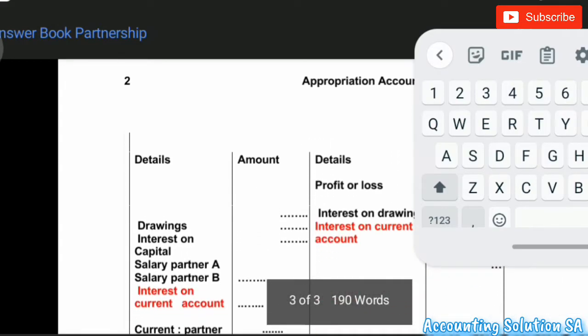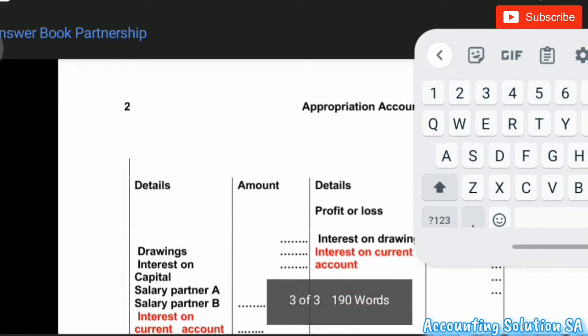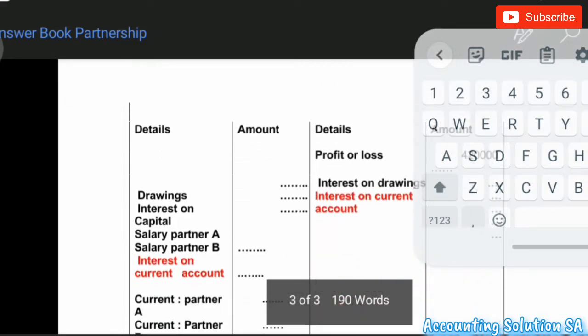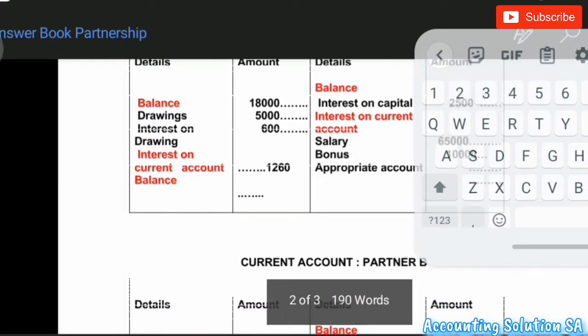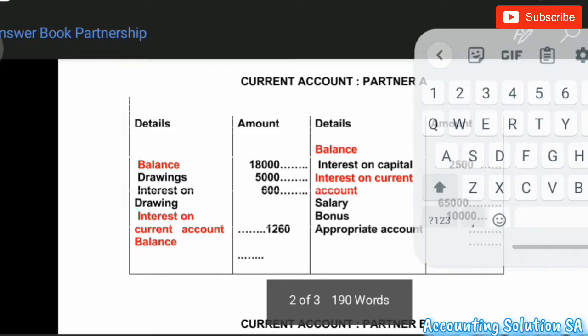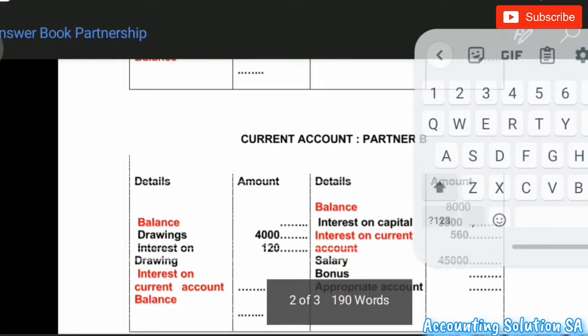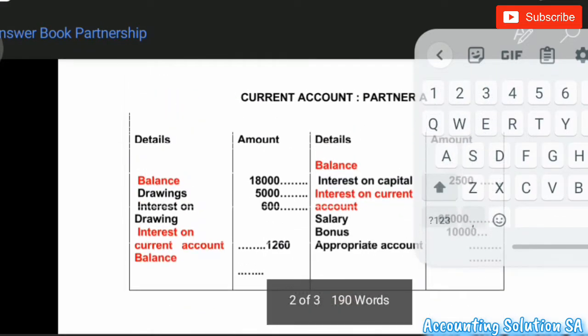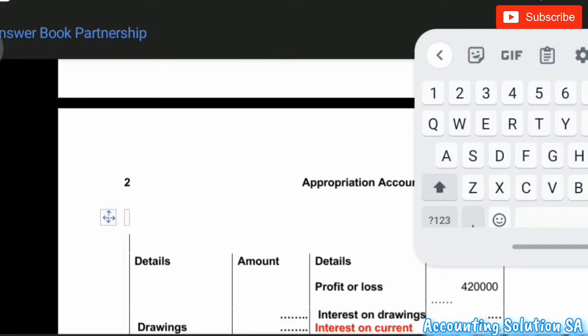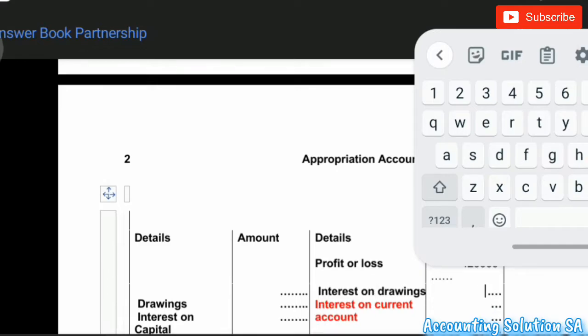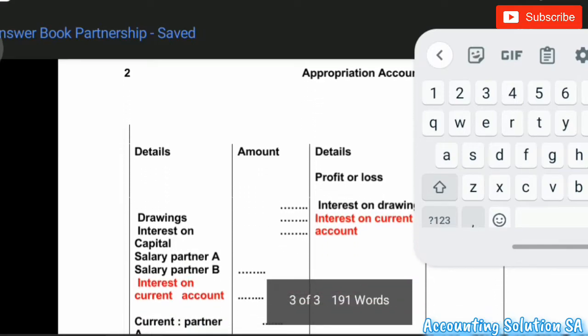Okay, guys, remember interest on drawings under appropriation account, we must add for both partners. Partner A interest on drawing of 600, partner B 120. 600 plus 120 is 720. Okay, we get 720 this side.